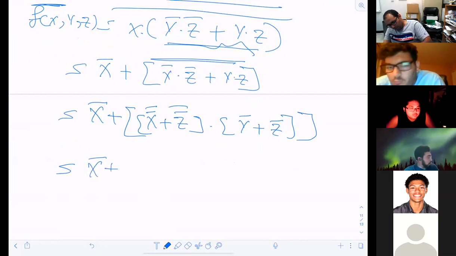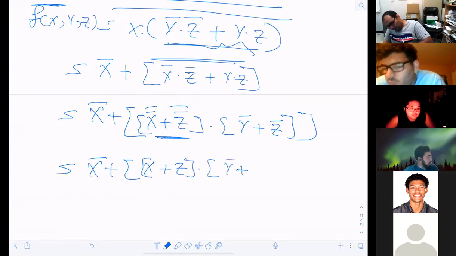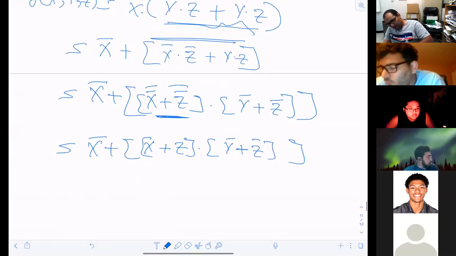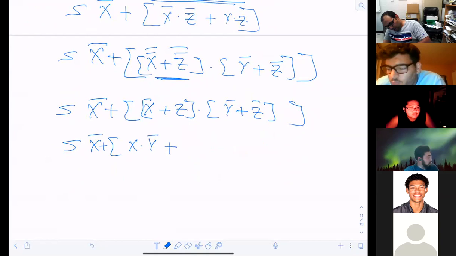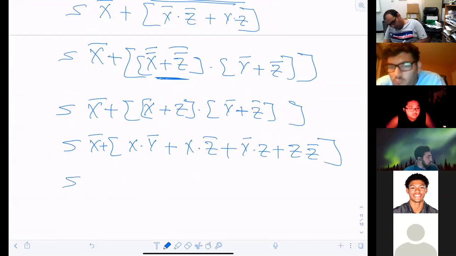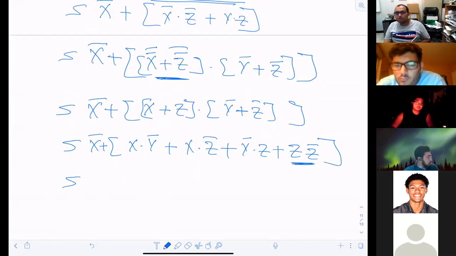Then clear up this big mess. So it's going to be x complement, and then here it's going to be x z and the two y z complement. Then you're breaking up based on the Boolean algebra distribution. So it's going to be x complement, and then you take those guys, they're going to be x y complement, and they're going to be x z complement, and y complement z, and z z complement. Sounds good? Now this guy is equal to what? One.